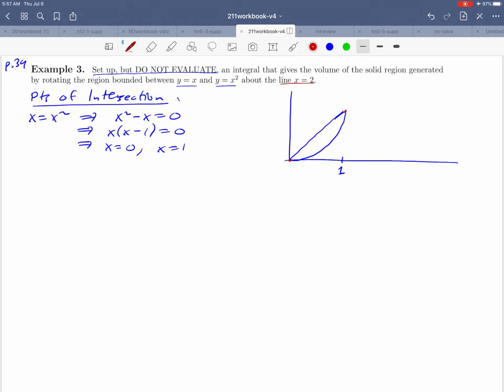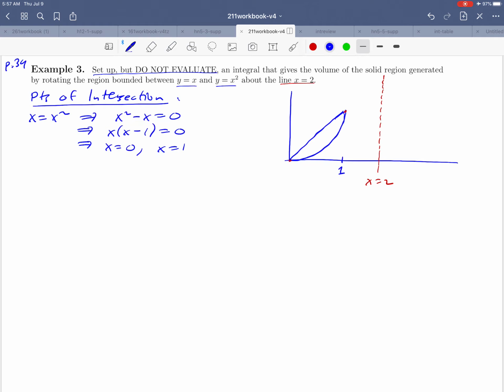Okay, and just so that our picture doesn't get too big, this is not going to be quite to scale. x equals 2 is probably a little farther to the right than I'm drawing it, but I'm going to draw it there anyway. Okay, and what you want to imagine is taking this region over here to the left, rotating that whole region through the line x equals 2.